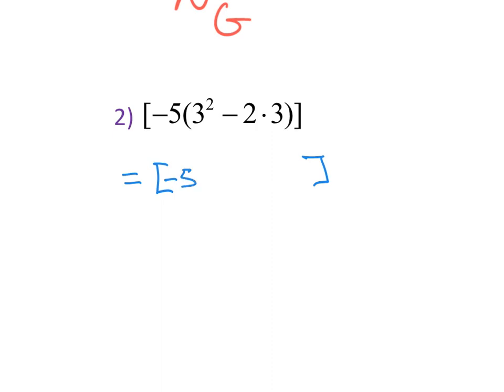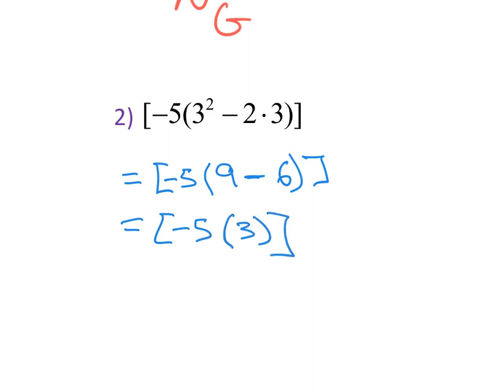So I'm not doing anything with the -5 yet, but on the inside, I'm going to do 3 squared is 9 minus, and then I know that multiplication comes before the subtraction, so I have to do the 2 times 3 first is 6. Now I can simplify the 9 minus 6, so I get -5 parenthesis 9 minus 6 is 3 bracket, and here I can just multiply those. That's going to give me -15. I don't need that bracket anymore, so my answer is just -15.